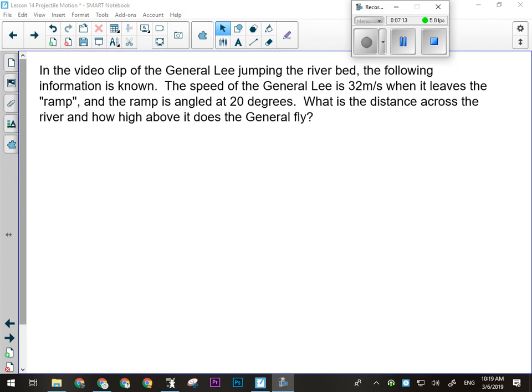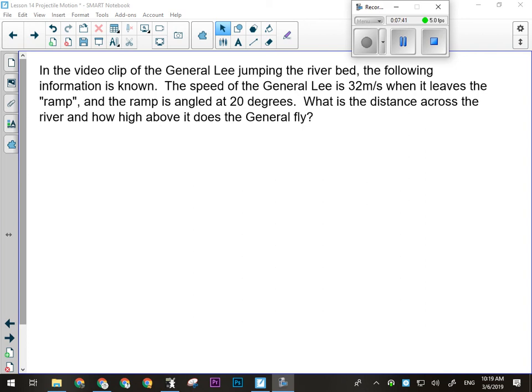So after watching the General Lee jump a whole bunch of times, which never gets old, you just never get tired of watching that, we have the General Lee jumping the riverbed. The following information is known. The speed of the General Lee is 32 meters per second when it leaves the ramp. The ramp is angled at 20 degrees. We are looking for the distance across the river and the maximum height the General Lee reaches.